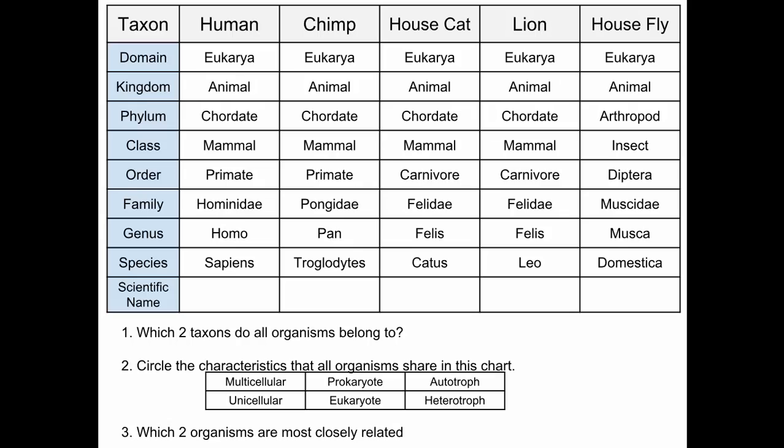Mammals, each other. All right, so let's talk about tomorrow's quiz, first of all.